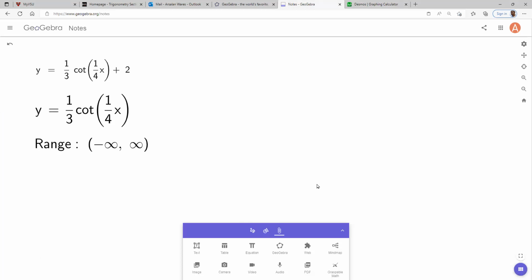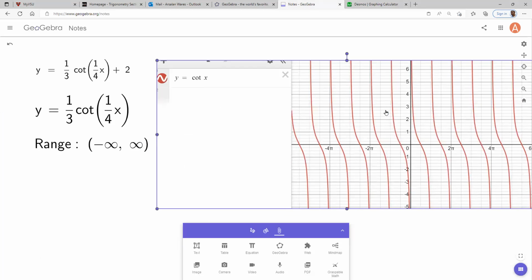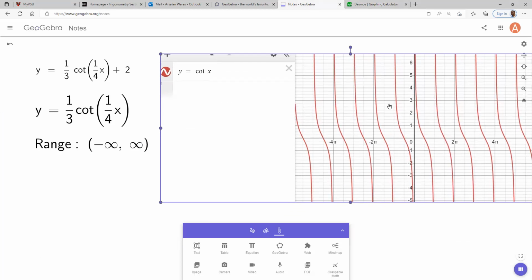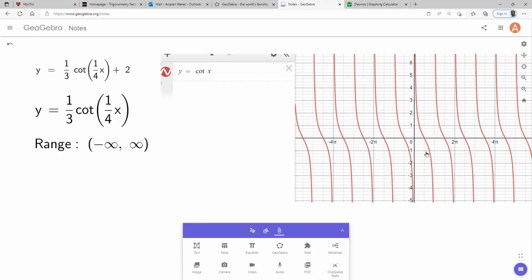And put it here. Now I'm going to carefully write down the domain of this curve. It seems like the domain is all real numbers except for 0, pi, 2 pi, 3 pi, 4 pi, and of course, minus pi, minus 2 pi, minus 4 pi, 3 pi, so on and so forth. So let's write it down carefully.